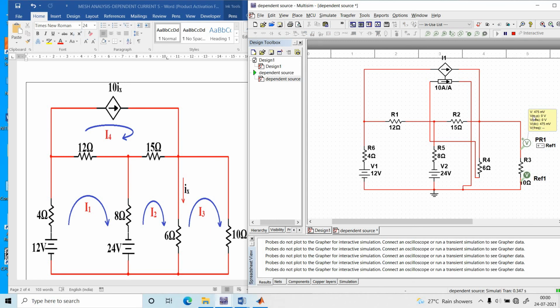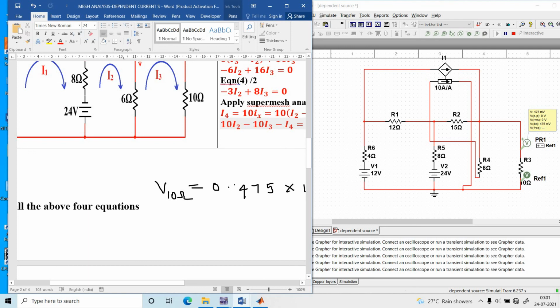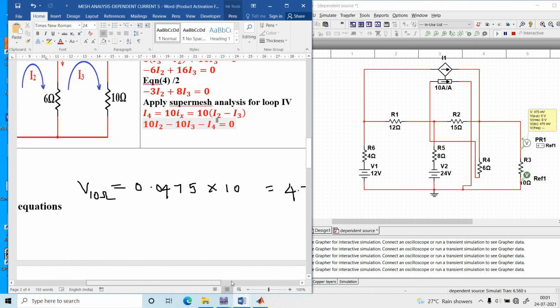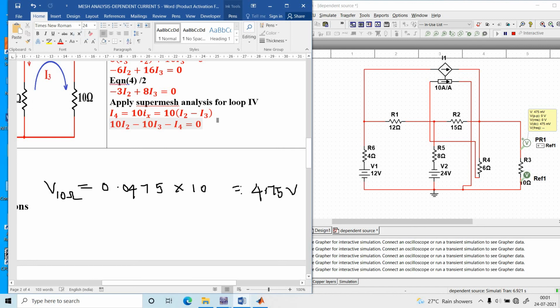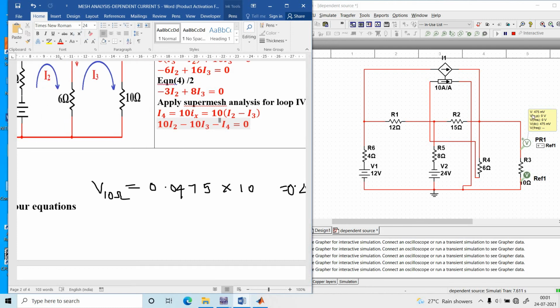So what is the voltage obtained? 475 millivolt, or what is the answer obtained already? That is 475 millivolt or 0.475 volt. Okay, this is 0.0475. So, wrong. 0.475 volts. Okay. The same answer obtained here, 475 millivolt or 0.475 volt. That's all. This is the way to find out the voltage across 10 ohm resistor using MULTISIM simulation software.